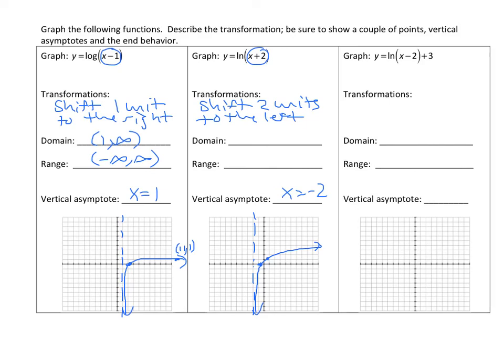Now in our last example, we are shifting to the side and we are shifting up. So the -2 on the inside tells us to shift 2 units to the right. And the +3 on the outside affects the y values. That's a vertical shift. So 3 units up. Okay. So if we start with our vertical asymptote by shifting it 2 units to the right, I'm going to draw a vertical asymptote at x equals 2.